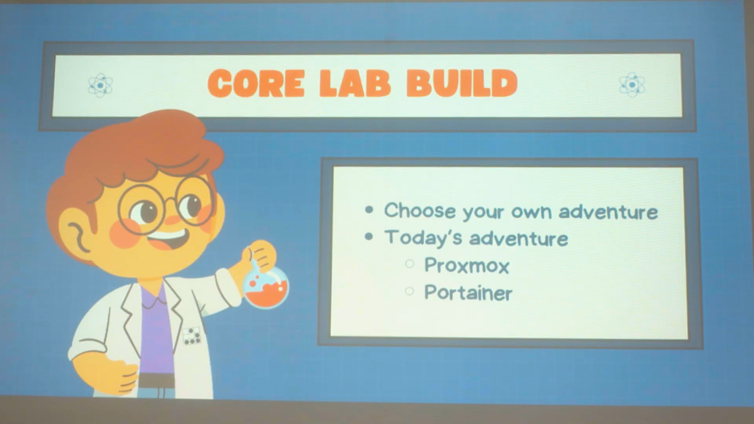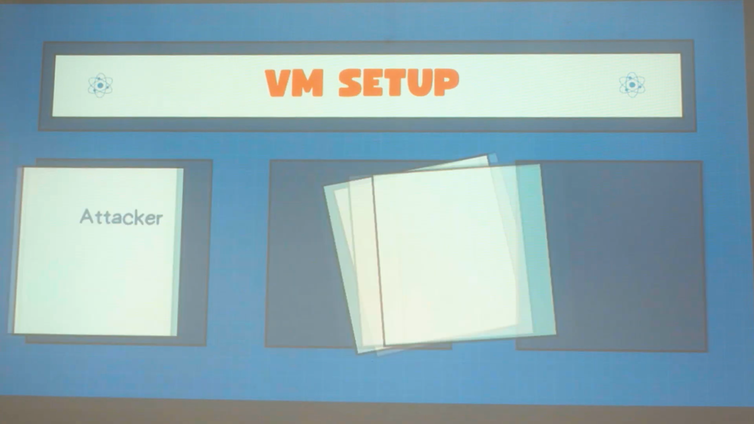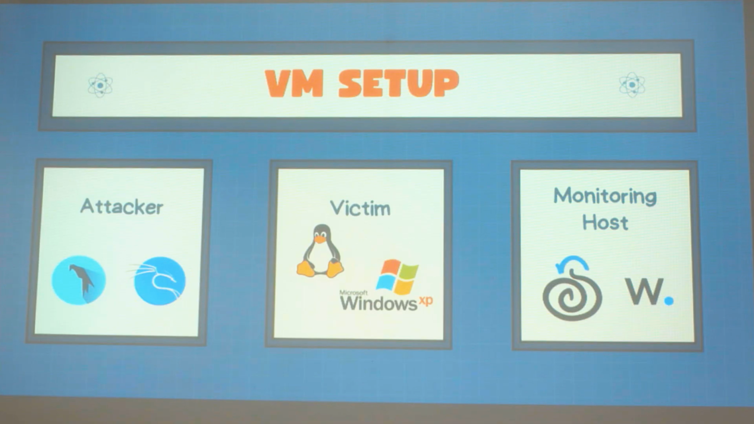So the first thing you want to do is start setting up some of your hosts. So you'll want an attacker host. I've put the logos for Parrot OS and Kali, which are both pen testing Linux distributions. You want to set up some victims, so a misconfigured Linux server, or a Windows XP box, or a vulnerable Windows instance. And then you'll want a monitoring host as well, something like Security Onion or Wazuh.